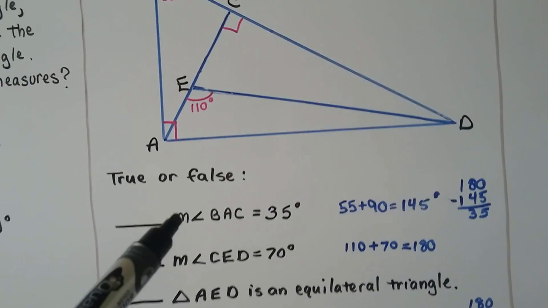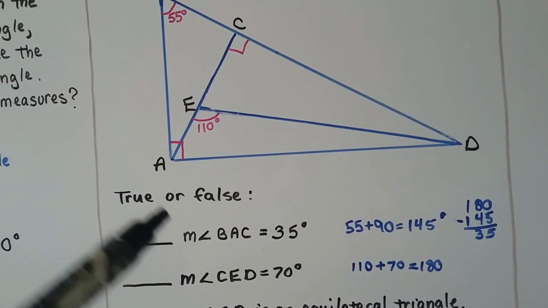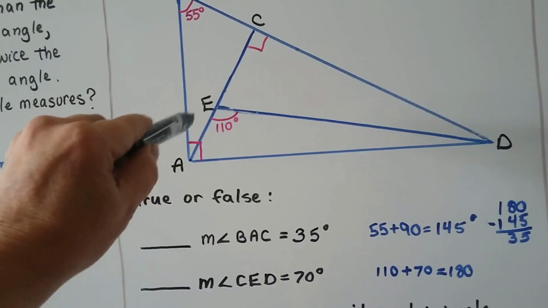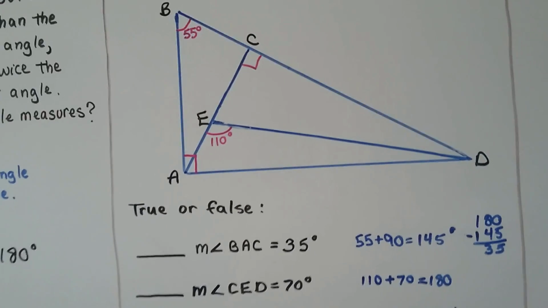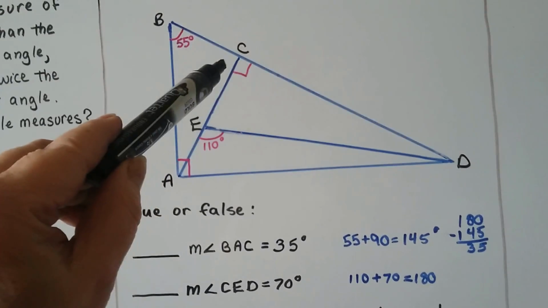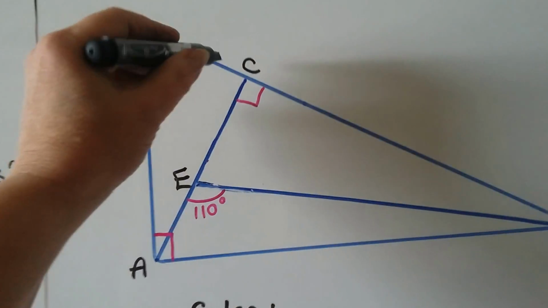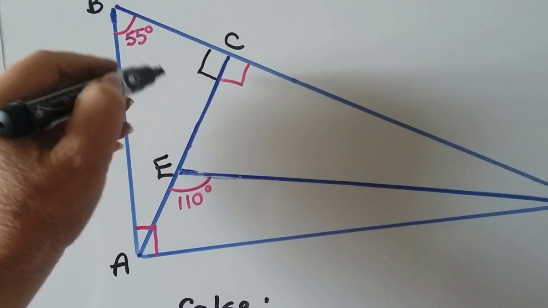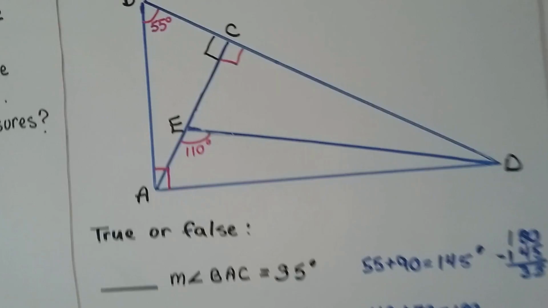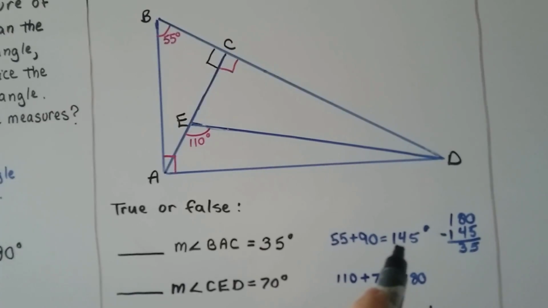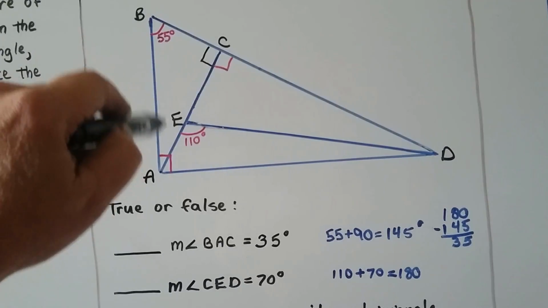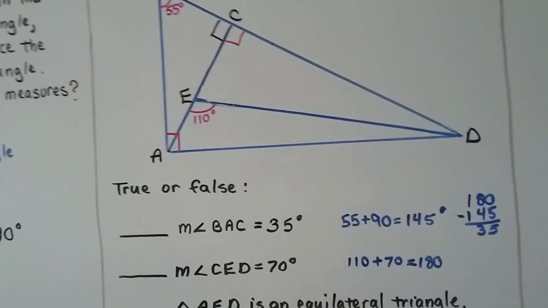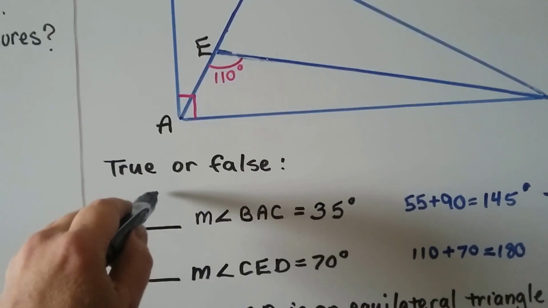So true or false, is the measure of angle BAC 35 degrees? BAC, is this measure right here 35 degrees? Well, how can we find out? Well, if that's 90 degrees, that's 90 degrees. Because it has to be, right? To be 180, to be supplementary, going like this, which means we know that's 90 and that's 55. If we add the 55 and the 90, we get 145. So the only thing left for this triangle to be 180 would be 35. So yeah, that's true. So we had to do a little detective work, but we figured it out.